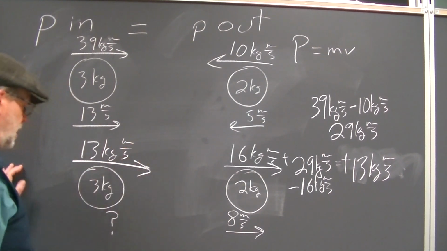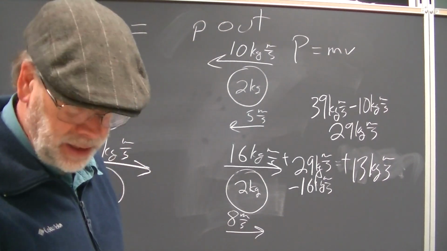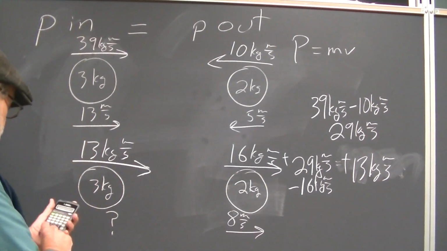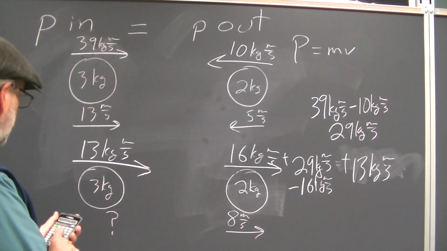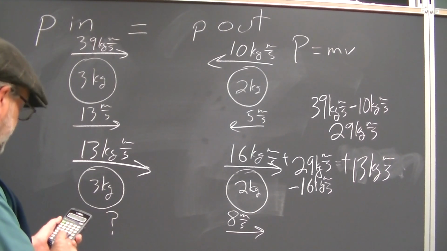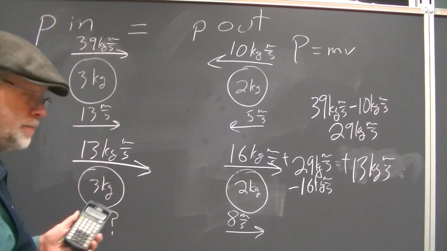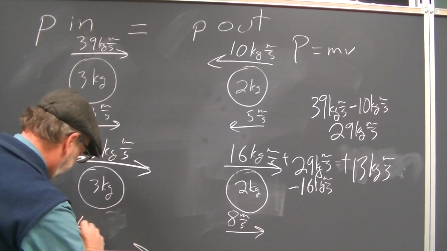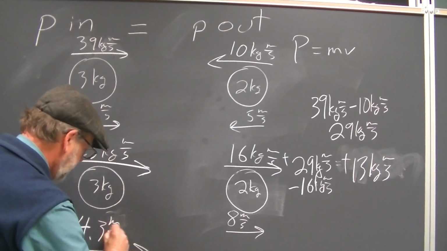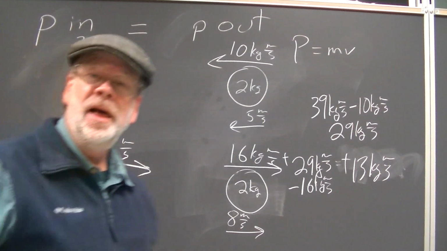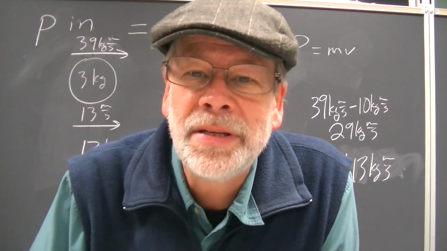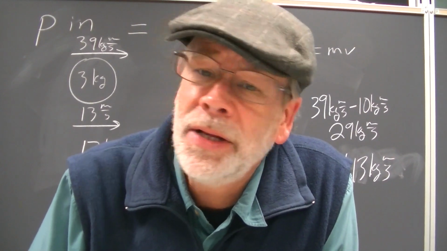So we put over here, positive means it's going to the right, positive 13 kilogram meters per second, carried by a 3 kilogram object, so you do the division here, 13 kilogram meters per second divided by 3 kilograms. This is going to move off at 4.3 meters per second. That is pin equals pout. I'll do some more examples on the document camera. But it's really pretty easy.